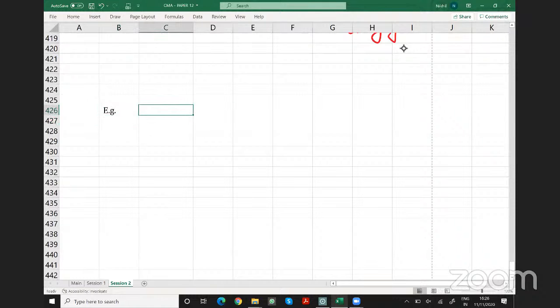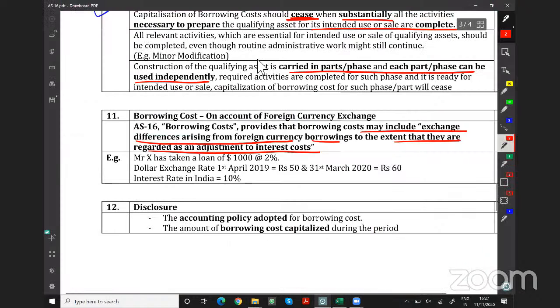Example. Particulars: foreign loan, Indian. See, Mr. A has taken a loan of $1,000 at the rate of 2%.